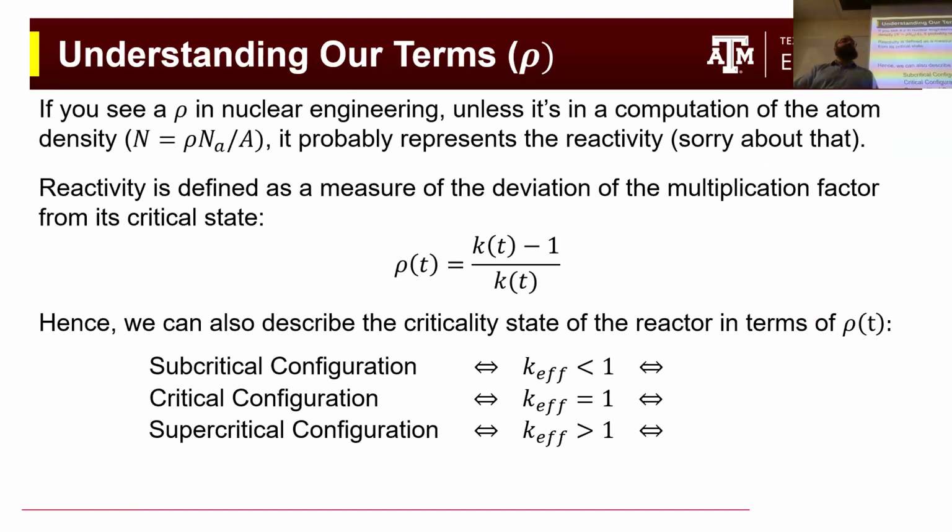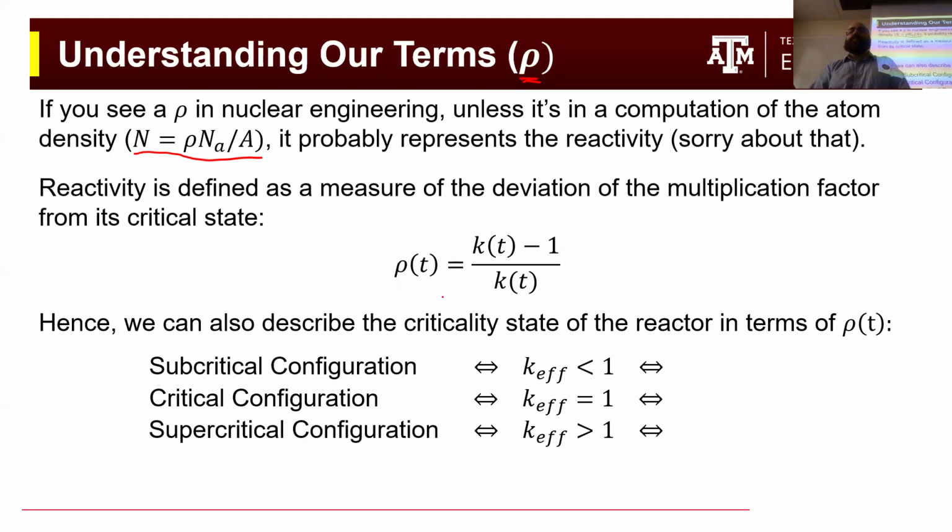Another thing that we introduced is the definition of reactivity. It's an unfortunate thing that we use the same symbols for a lot of different things. If you see rho in nuclear engineering, it could be a mass density, like kilograms per meter cubed, or it could be reactivity. Most of the time, if you see a mass density, it's because you're doing an atom density calculation. Sorry that we have to use the same symbols for multiple things. If you see a rho in any other context, it probably represents reactivity.